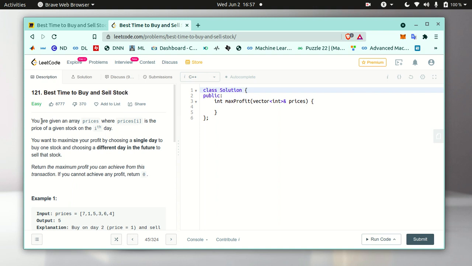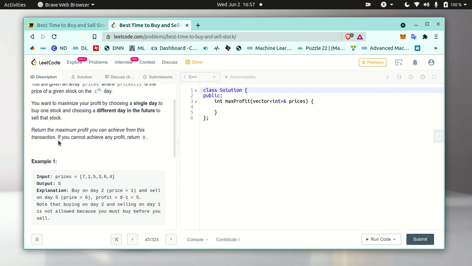It said you are given an array prices where prices[i] is the price of a given stock on the ith day. You want to maximize your profit by choosing a single day to buy one stock and choosing a different day in the future to sell the stock. So you are allowed to complete a single transaction, one buy and one sell, and you have to return the maximum profit that you can achieve from this transaction. Okay, and obviously, if you cannot achieve any profit, just return 0.